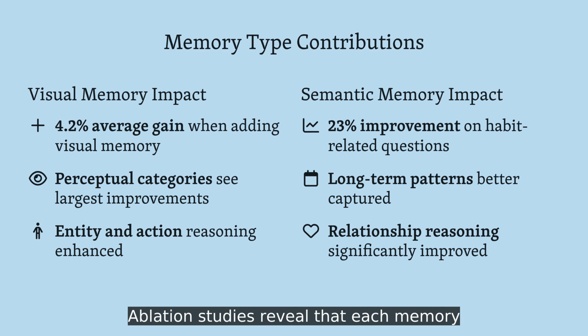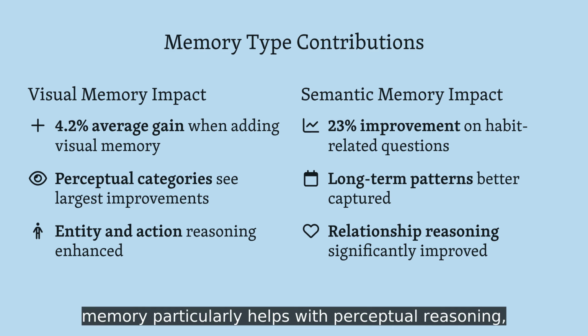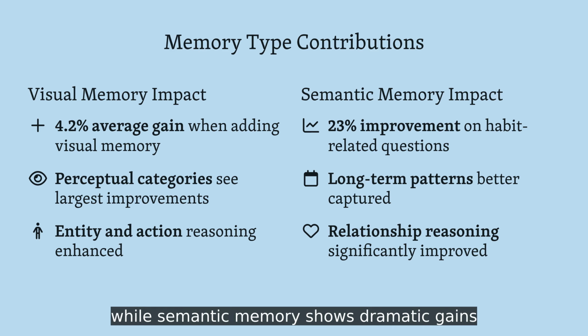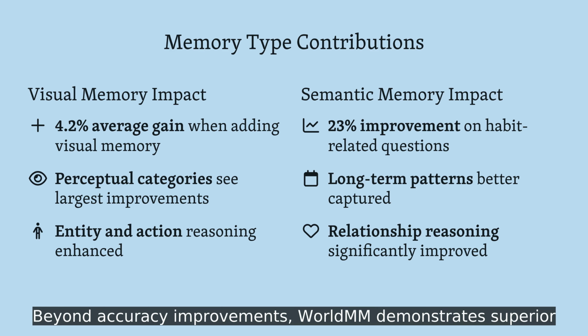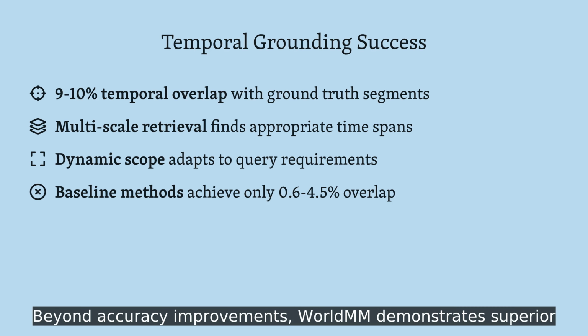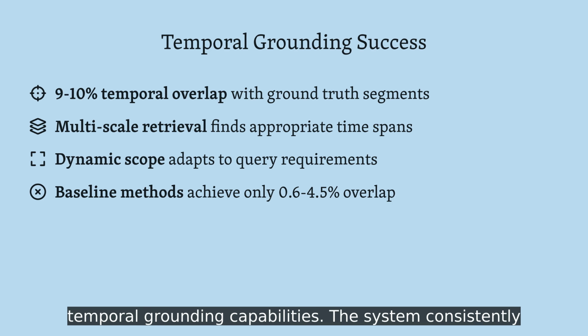Ablation studies reveal that each memory type contributes differently to performance. Visual memory particularly helps with perceptual reasoning, while semantic memory shows dramatic gains on questions requiring understanding of long-term behavioral patterns. Beyond accuracy improvements, WorldMM demonstrates superior temporal grounding capabilities.